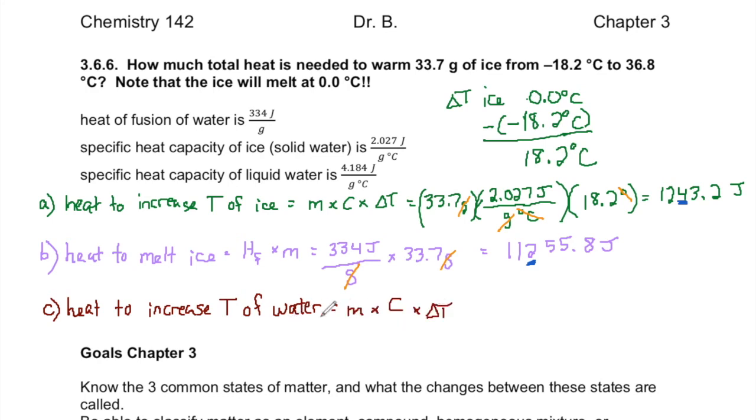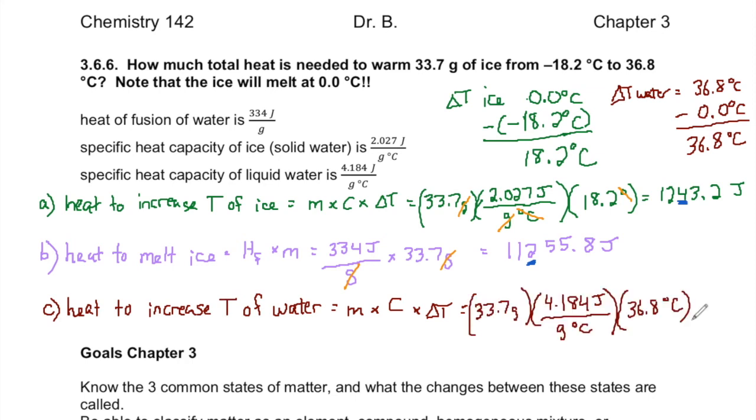Now we have liquid water and we want to increase the temperature. Going from 0 degrees Celsius as our initial temperature to 36.8 degrees Celsius as the final temperature gives us a positive 36.8 degree Celsius temperature change. Multiplying that temperature change by the mass and the specific heat, we'll cancel grams and degrees Celsius, and we'll end up with joules for this one also. So this is 5,188.8 joules, again with 3 significant digits.